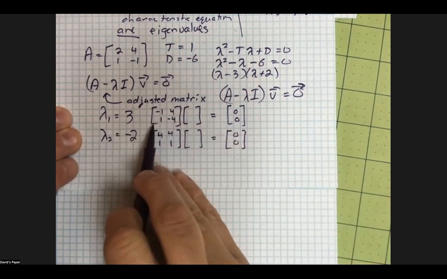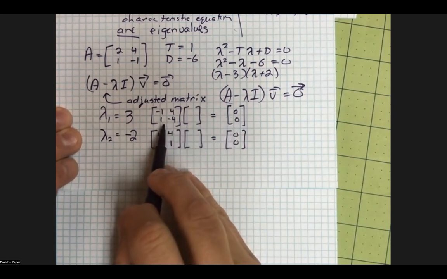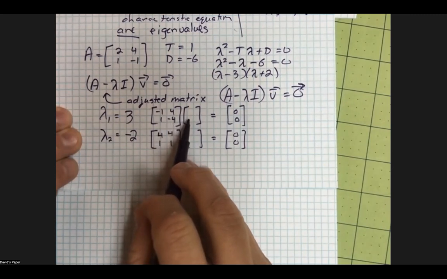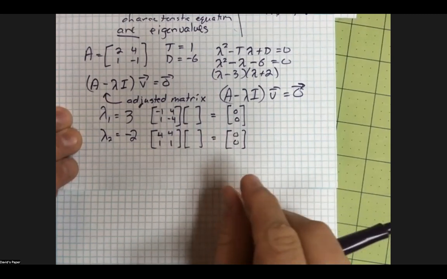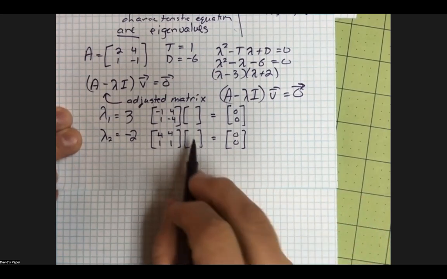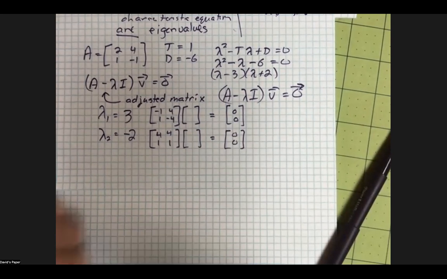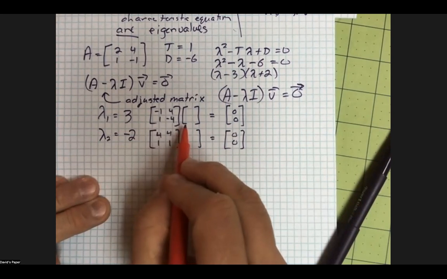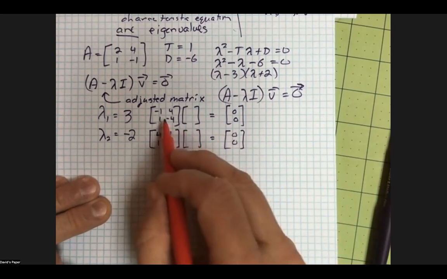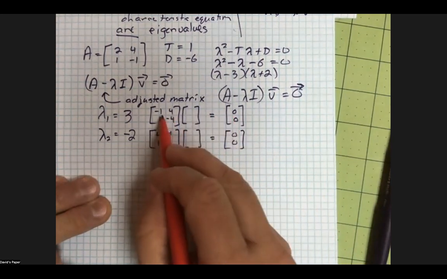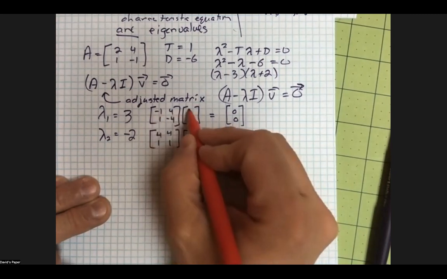So here's an old language. When I multiply a matrix times a vector and get zero, zero, some people say this matrix annihilates the vector, kills the vector, because it sends it to zero, zero. Zero, zero is like no life. So I say to you, can you name a vector that this matrix kills? That is the easiest thing for you to do, because you remember how to do dot products. And you remember when the dot product was zero, two vectors were perpendicular. So what's perpendicular to negative one, four? Four and one.